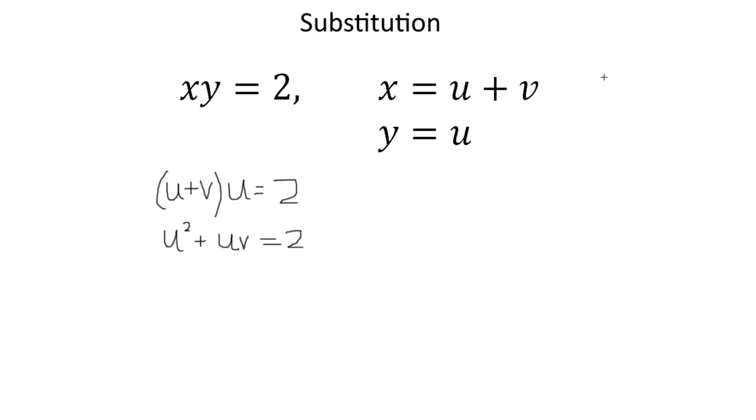So that's the example of using expressions and variables for substitution by just saying that x is equal to u plus v, which goes in the left one, and then y is equal to u, which goes on the right one. So again, this is extremely useful.